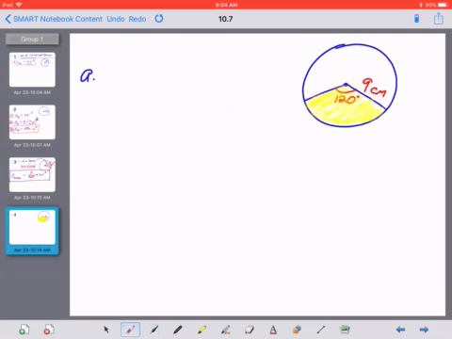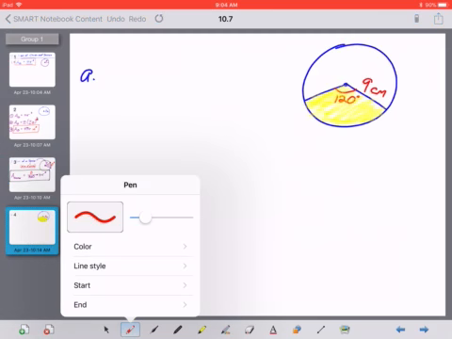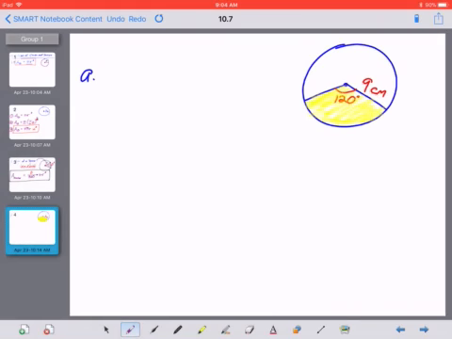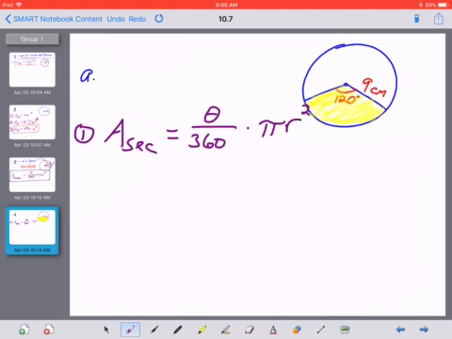So let's take a look at this problem right here, and we're going to try to come up with the area of that yellow shaded region on the side. So what do we have here? Again, 3 steps, everybody. Step 1, let's write down our formula for area of a sector, and that was theta over 360 multiplied by the area formula for the entire circle, which is pi r squared.